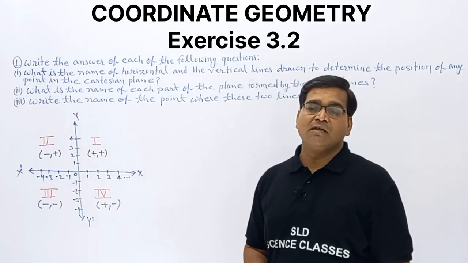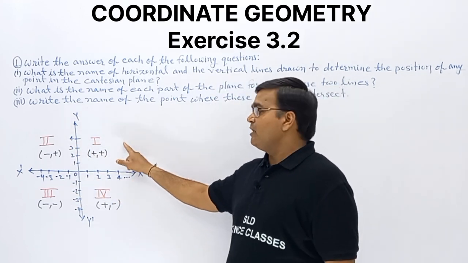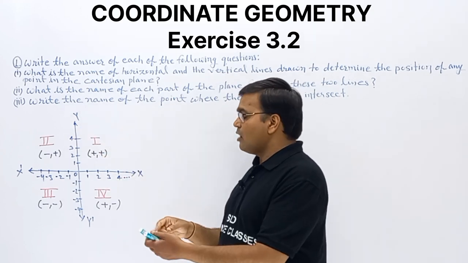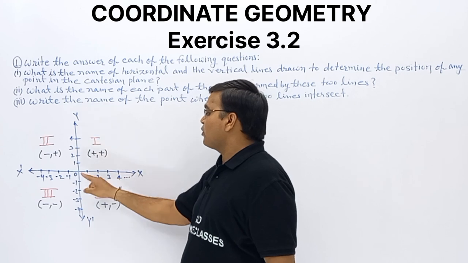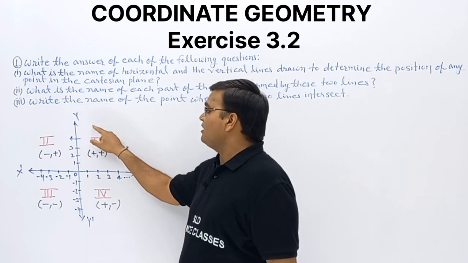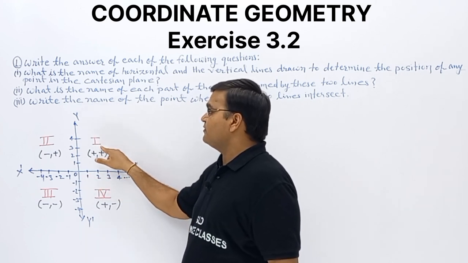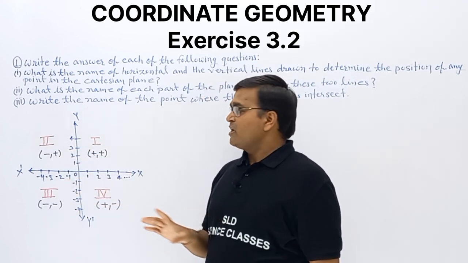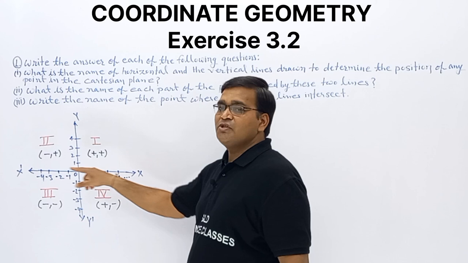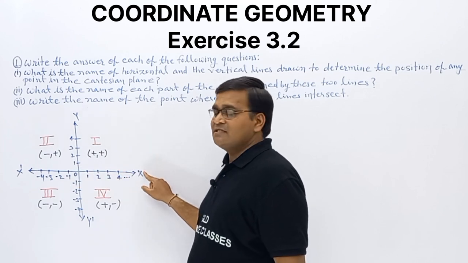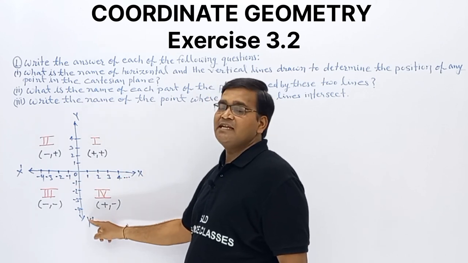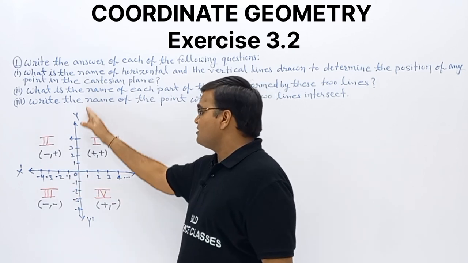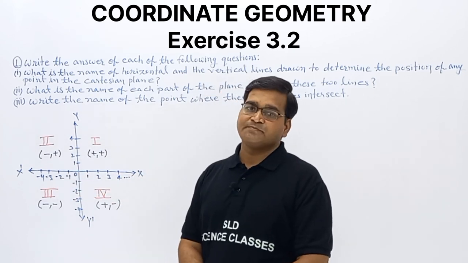And how will we decide the first one? We will go anti-clockwise from OX. So this will be the first, this will be the second, this will be the third, and this will be the fourth quadrant. This horizontal line is called the x-axis, and this vertical line is called the y-axis. Clear?